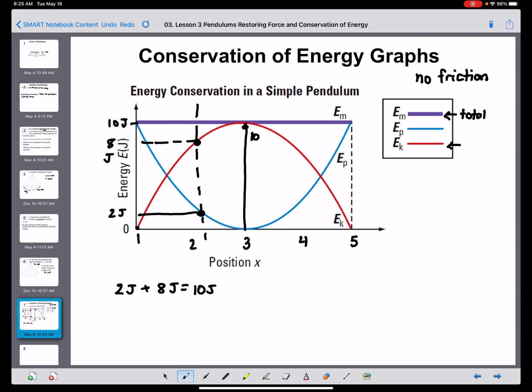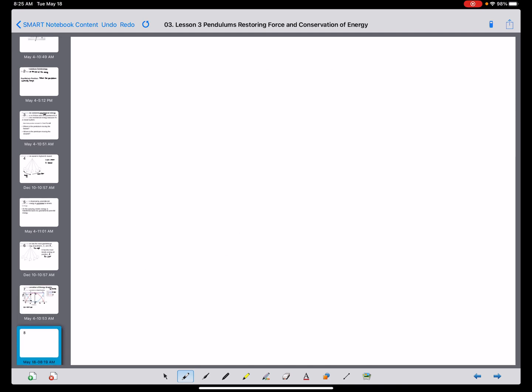This would be 10, this would be 0. 10 plus 0 is still just 10. Now I want to just show you what this graph would look like if we had an open system instead.